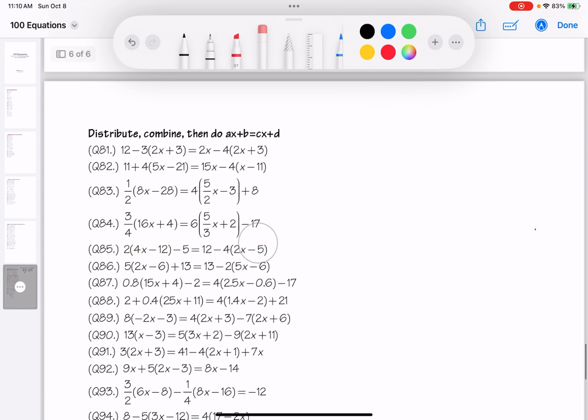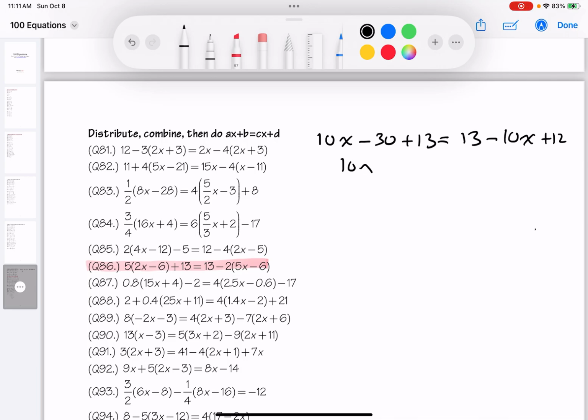What are we going to do now? We're going to do 86. So let's highlight 86. And let's do it. And what do you get there? I'm going to say 10x minus 30 plus 13 equals 13 minus 10x, and that's going to be plus 12. What do you get here? 10x minus 17 equals 25 minus 10x.